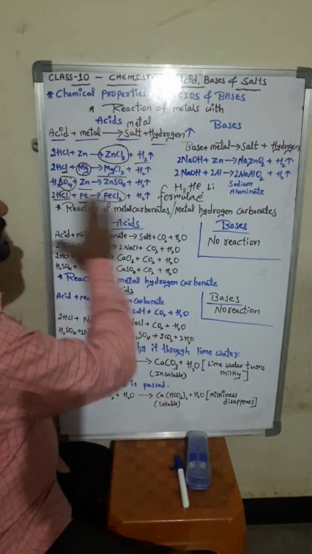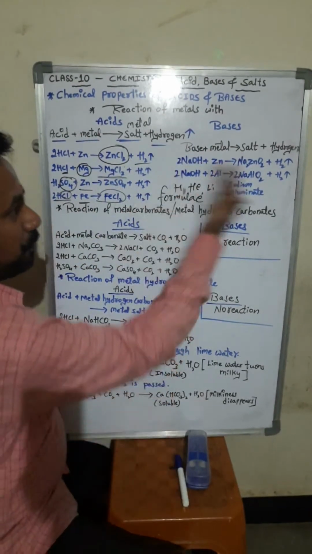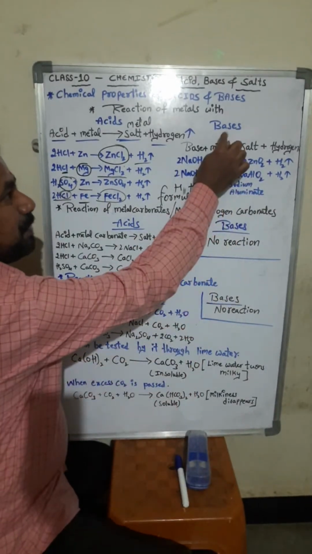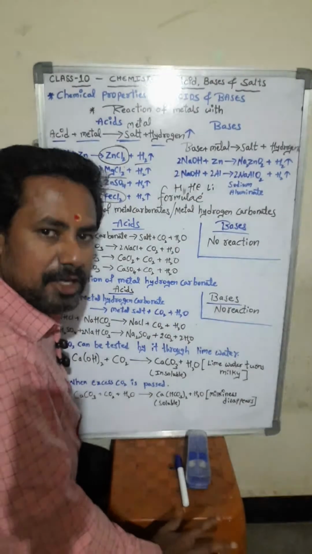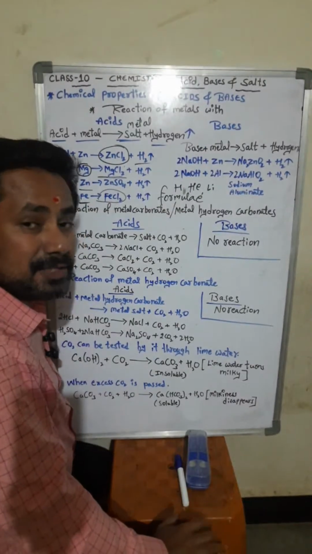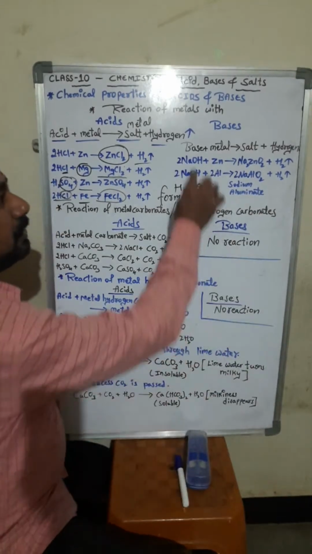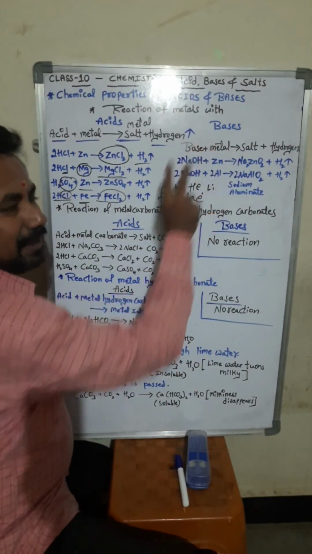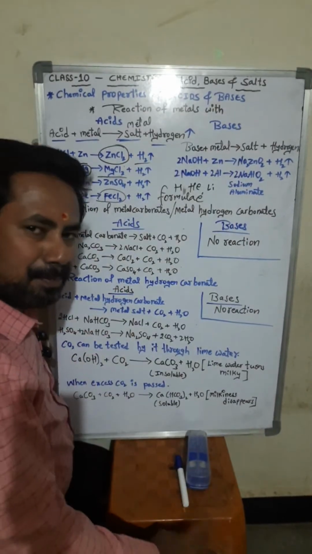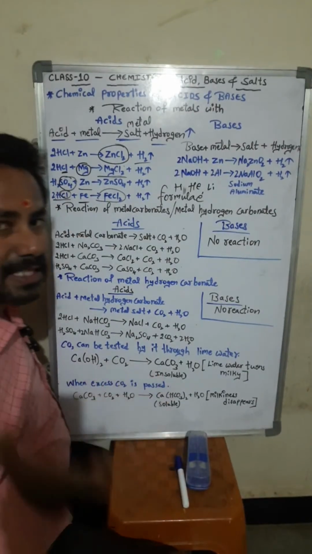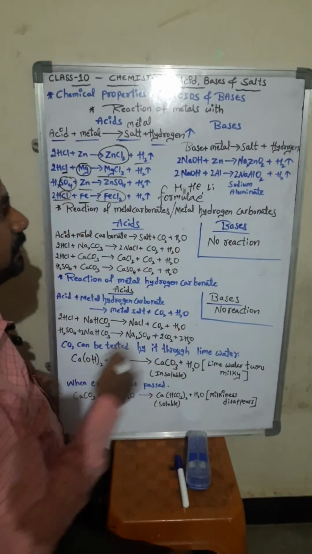Fine. This is about acid when it reacts with metals: metal salt plus hydrogen gas. Now bases. When these bases react with metal, what will happen? All the bases will not react with metals. Some bases will react with metals. What will happen? When a base combines with metal, the same: salt plus hydrogen gas. Okay, a few examples. Not all bases will react with metals, only a few bases.